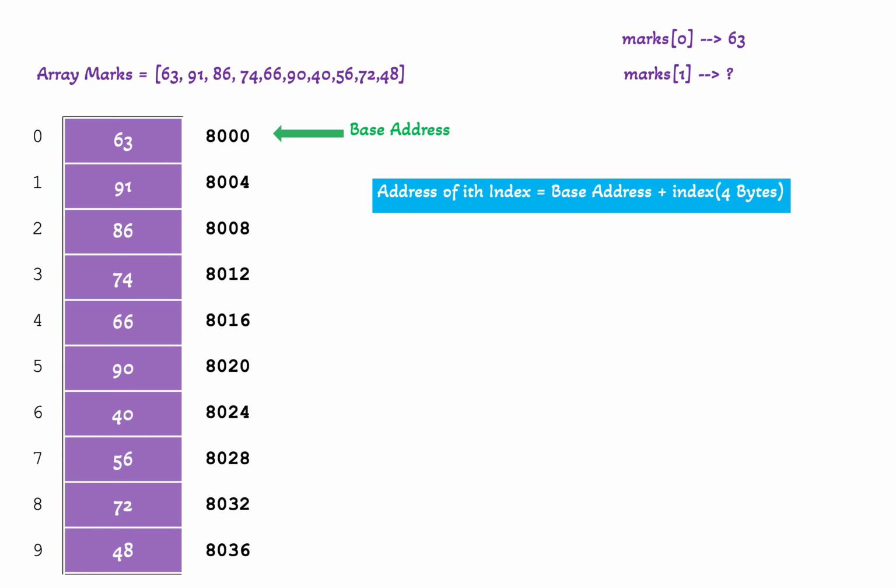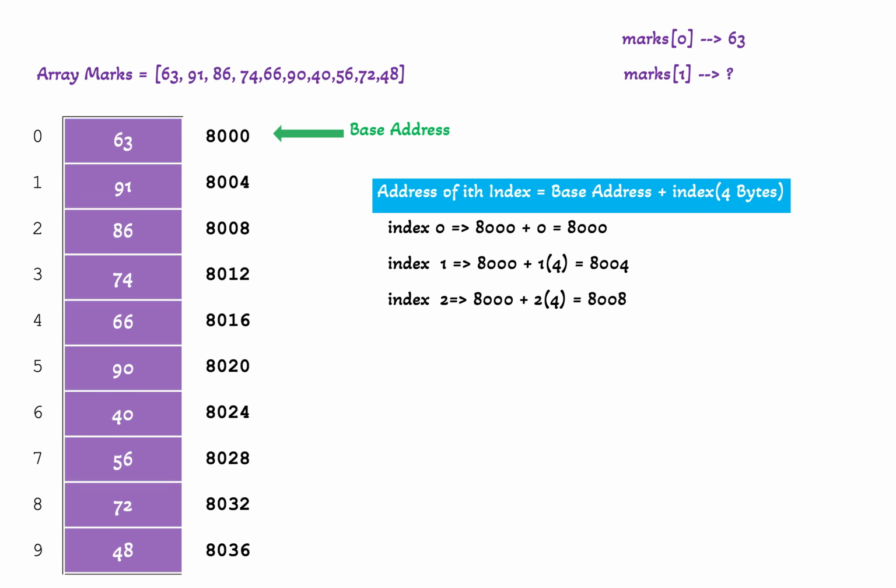So let's see the examples. For the 0th index, the address is 8000. For the first index, the address is 8000 plus 1 times 4, that is 8004. For the second index, the address is 8000 plus 2 times 4, which is 8, so 8008. For the fifth index, the address is 8000 plus 5 times 4, which is 20, so the address is 8020. And for the ninth index, the address is 8000 plus 9 times 4, which is 36, so the address is 8036.